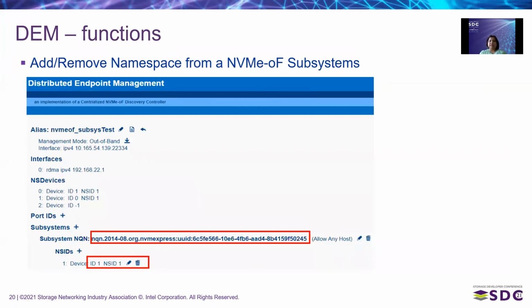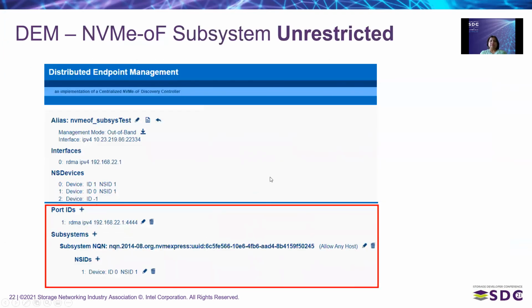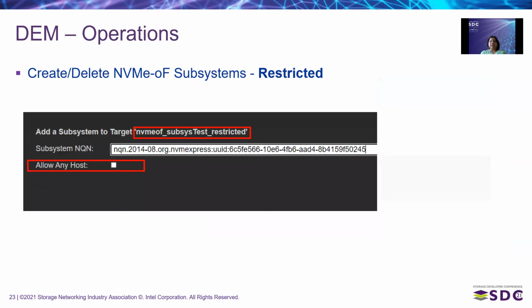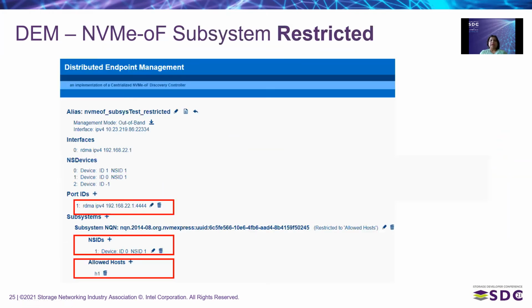So we can see that a subsystem is configured, and this one is showing the fabric transport information and how it is configured. And thereby we have created an unrestricted subsystem here. And for this restricted one, all we do is we do not check this allow any box, and we additionally have to configure what hosts we want to give access to. And in this example, we have just given access to one host. And this is our restricted subsystem.